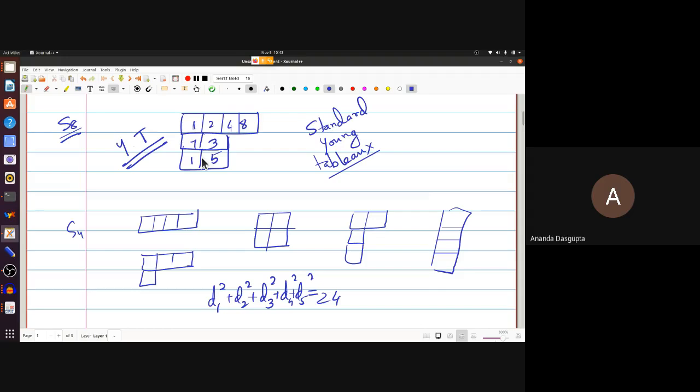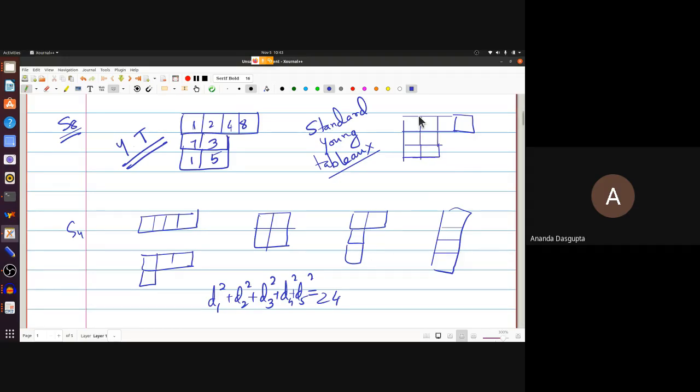My claim is that a basis of a given irreducible representation, which a Young diagram stands for, can be found by using something called the standard Young tableau. And what is a standard Young tableau? The rule is very simple. The one which I've drawn is a Young tableau, but it's not a standard one. So let me just tell you what the rule is.